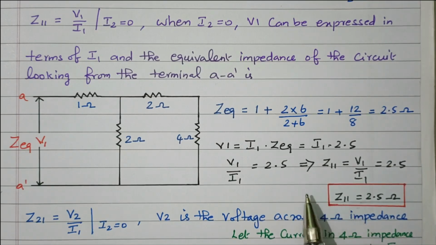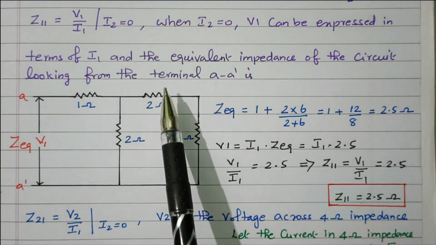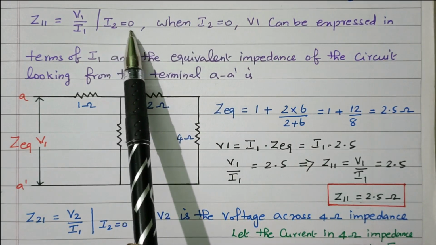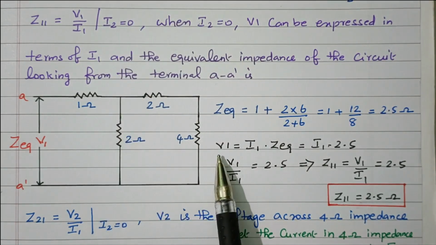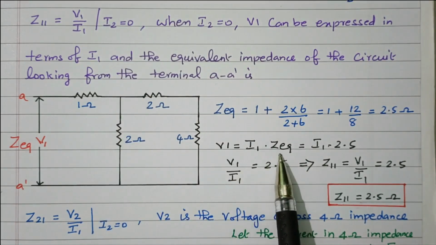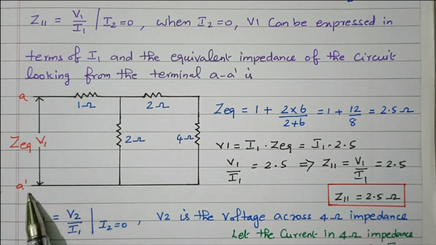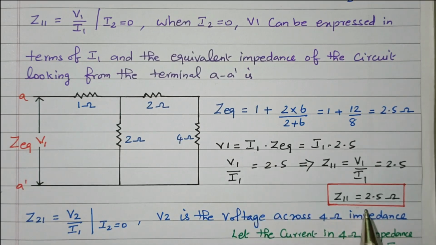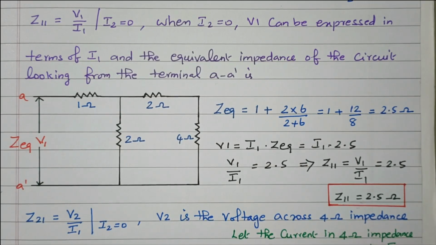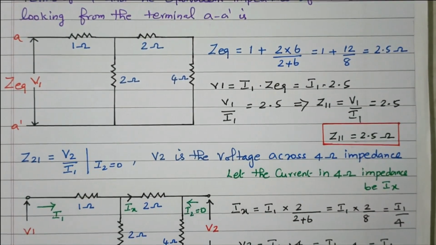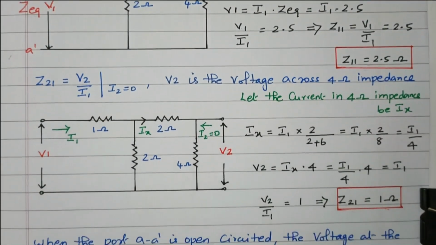So this open circuit input impedance is calculated by making the output port current 0. In order to find V1 equal to I1 into Z equivalent, we calculated the Z equivalent of this circuit referring from A A dash. From that we can easily calculate Z11, that is 2.5 ohm. Now we can find Z21 for the same circuit. The same circuit, we need to find Z21 by referring to the output side.